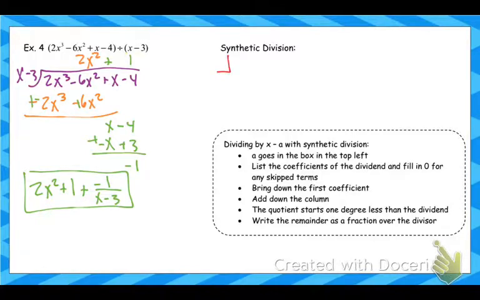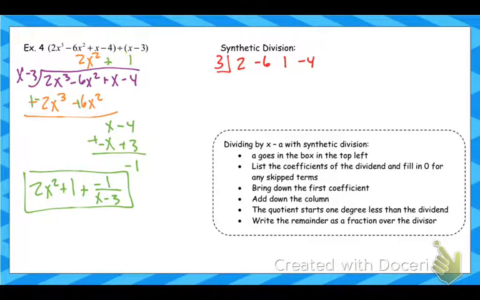So the way synthetic division works, we're going to start with a number in a box in the top left corner. That number is the 0 of what we're dividing by. So it's the opposite sign of that factor. So if you're dividing by x minus 3, positive 3 goes in the box. Then what we do is we're going to list the coefficients of the dividend. So if I'm working out this same problem, I'm just going to list those coefficients. So 2, negative 6, 1, and negative 4.